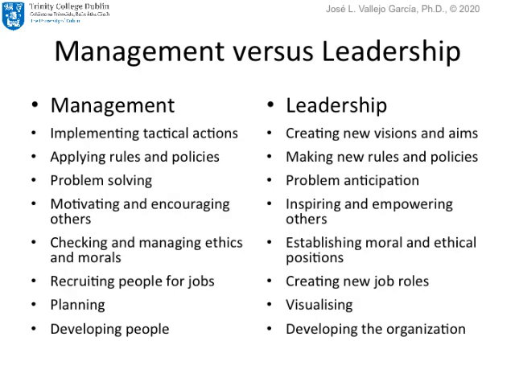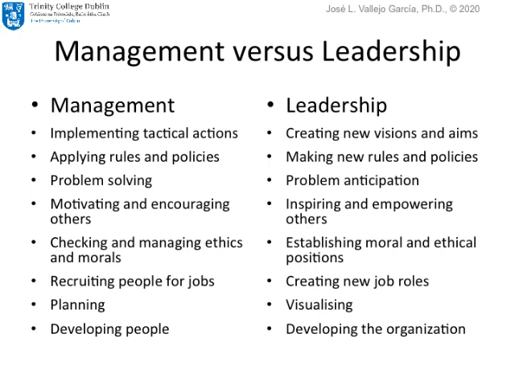Here a classical comparison between management and leadership. Management is about implementing tactical actions, applying rules and policies, problem solving, motivating, encouraging others, checking and managing ethics and morals, recruiting people for jobs, planning, developing people. Good. Well, those are good things. They're good managers, people who can do those things in a very good way.